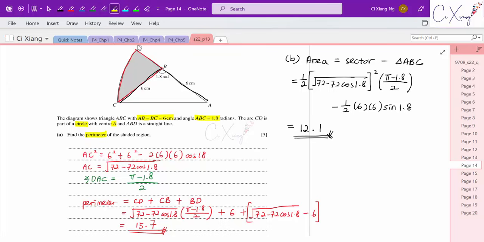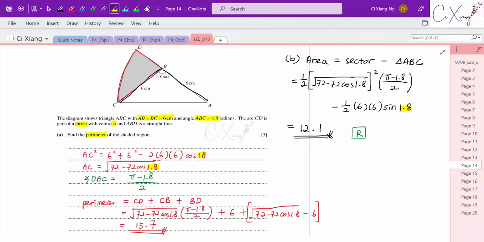Right, and then for a small reminder here, when you want to press the calculator and get the value, we are having cos 1.8. The 1.8 is in the unit of radian. Also, when you're having sine 1.8, please ensure that you put your calculator in the radian mode when you are trying to use the calculator and get the final answer.